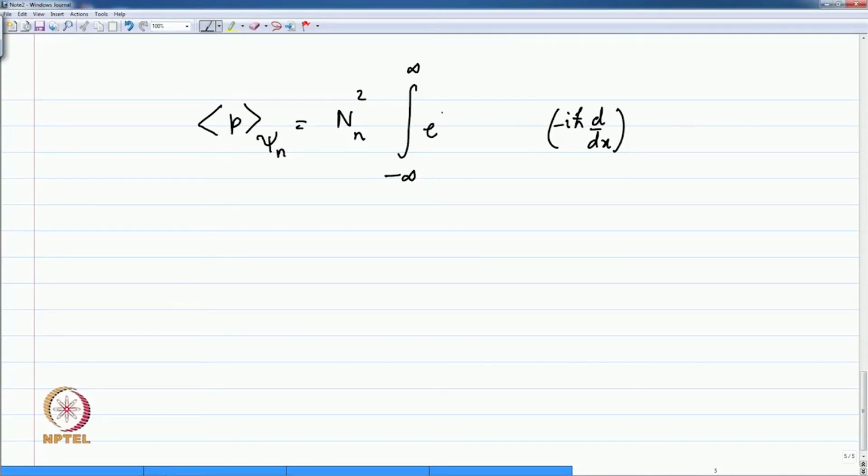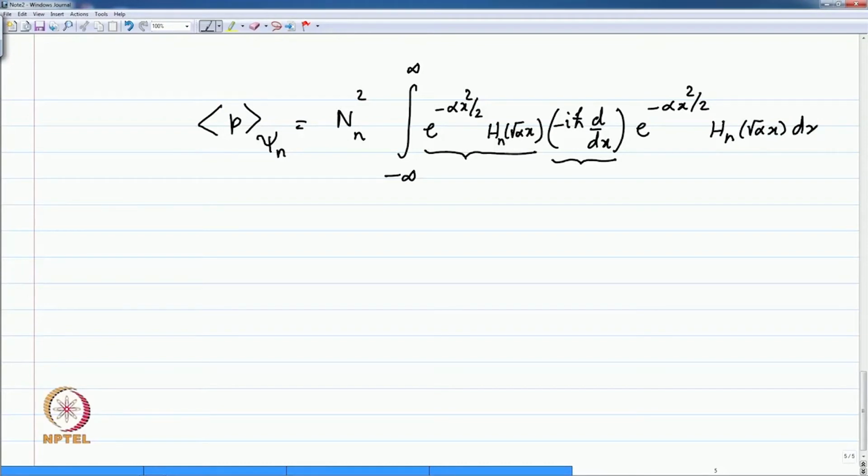Therefore, you have e to the minus alpha x square by 2, H n root alpha x, that is the psi n star on the side. This is the operator p acting on the wave function, e to the minus alpha x square by 2, H n root alpha x, dx. Now, please remember this is odd or even depending on whether n is odd or even.